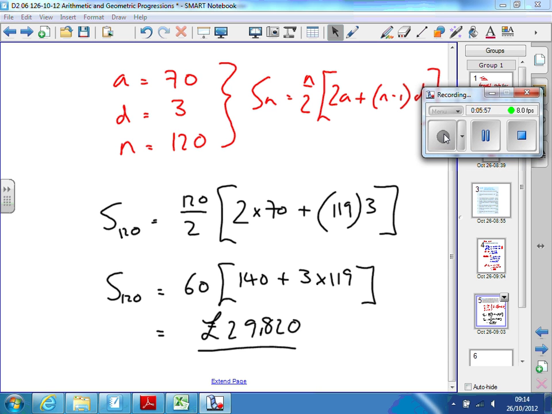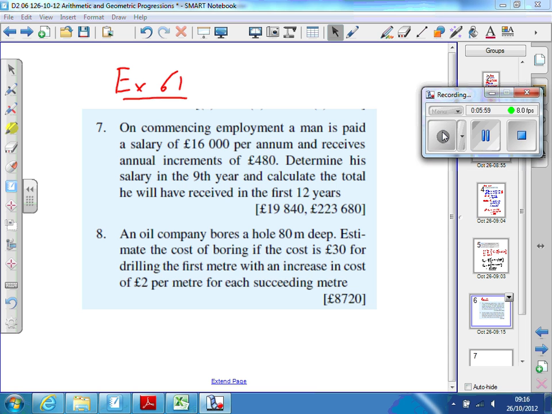Okay? So exercise 61, questions 1 to 6, extension questions. Tom? Have a look at these questions here, please. Okay? Exercise 61, questions 7 and 8.